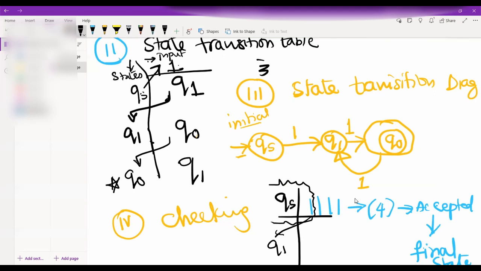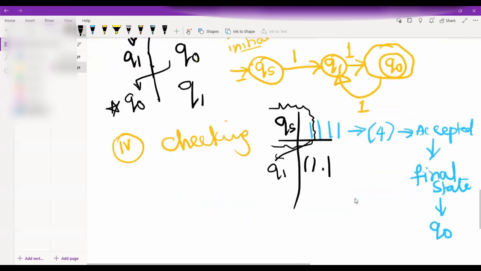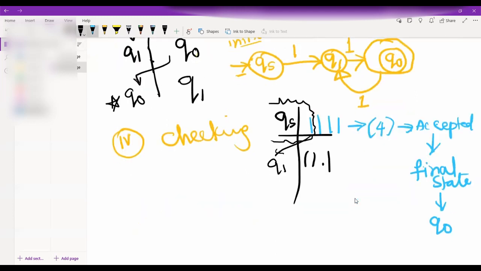Now, what is remaining? After reading the first bit, the remaining string is 111. We are going to consider the remaining string with the resultant state, which is Q1. Now I will consider this Q1 with the next bit. The next bit is 1.